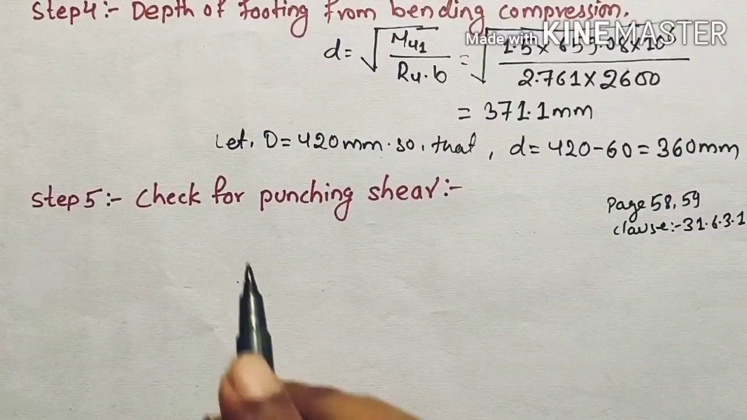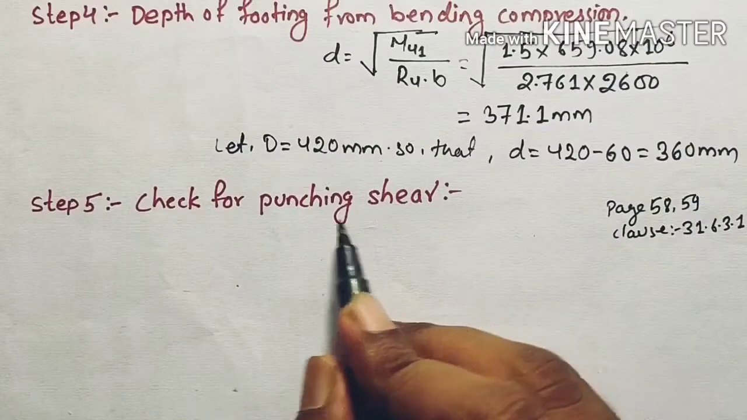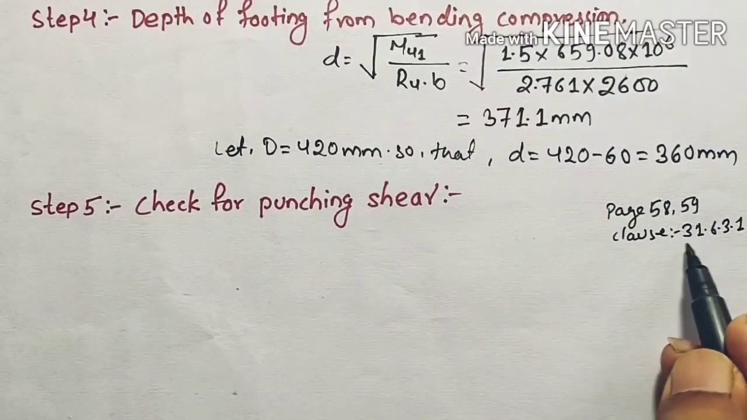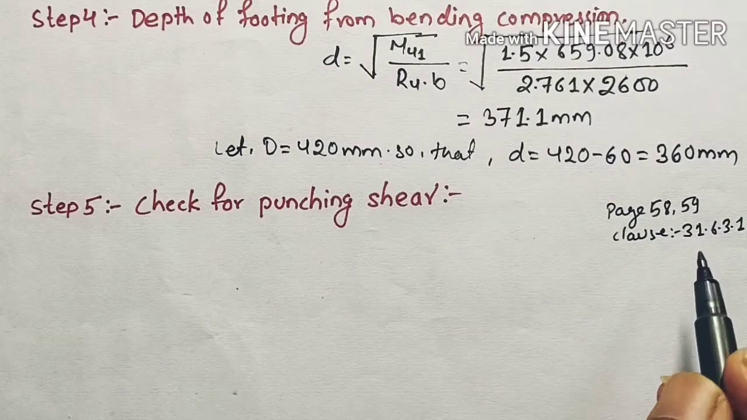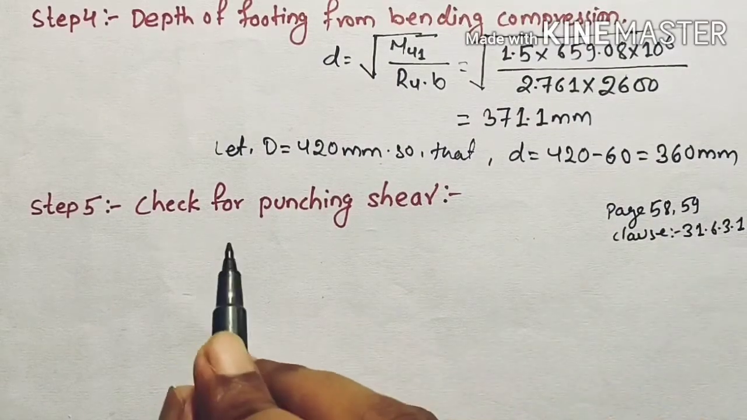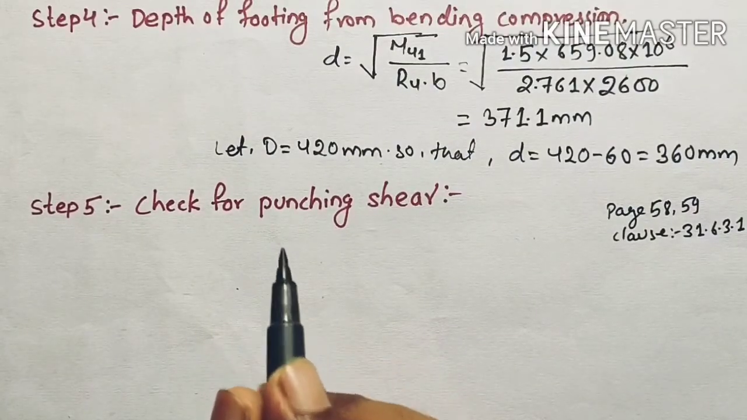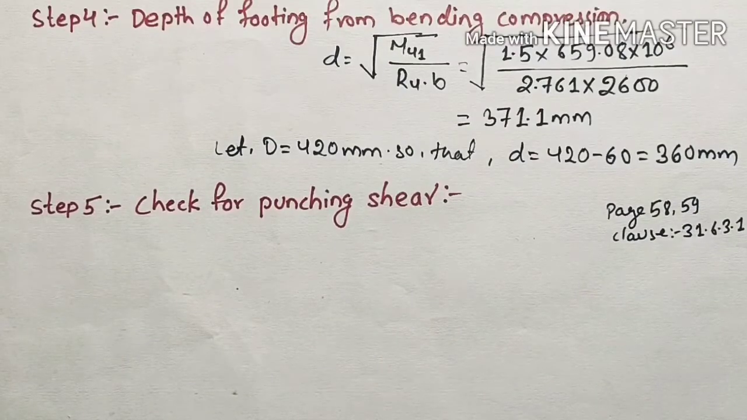In step 5, I will be applying the check for the punching shear, and the codal provision for the application of punching shear is in page number 58-59, clause 31.6.3.1 of IS 456-2000. We will proceed with the application of the punching shear, taking the section for the punching shear around the column B. I will show you in the diagram here.